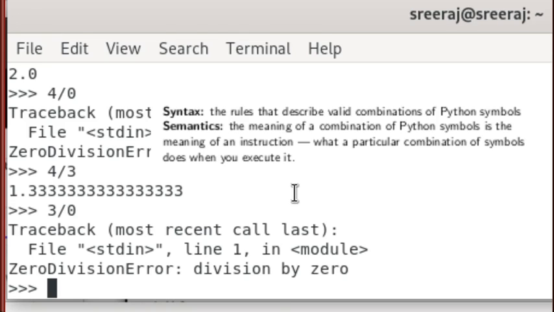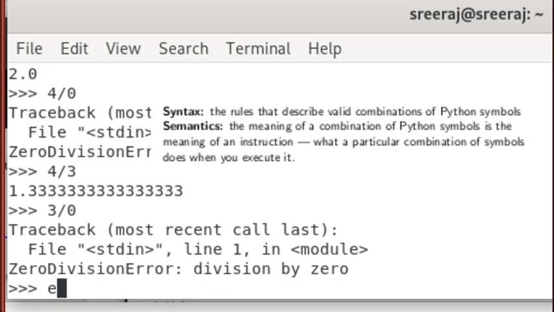And here we discussed the calculation of operations with respect to Python. We already discussed the different operators used in Python, the operator precedence, and also the understanding with respect to syntax and semantic errors.